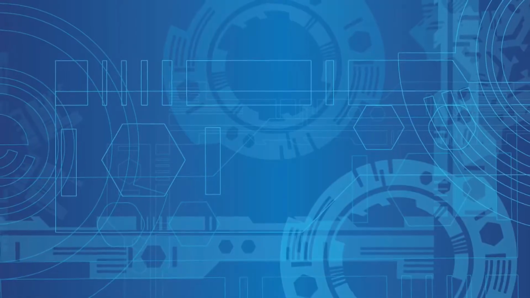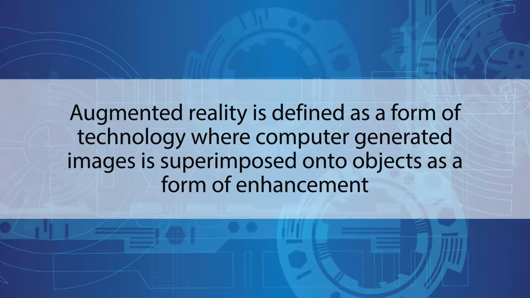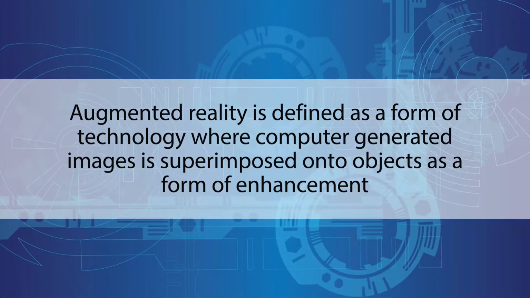Even it can attach a video also. So something is augmented on that particular pattern, that is the QR code pattern. It may be a video, it may be a URL, or it may be anything else which is augmented on the pattern, simple pattern. So augmented reality is defined as a form of technology where computer generated images are superimposed onto objects as a form of enhancement.